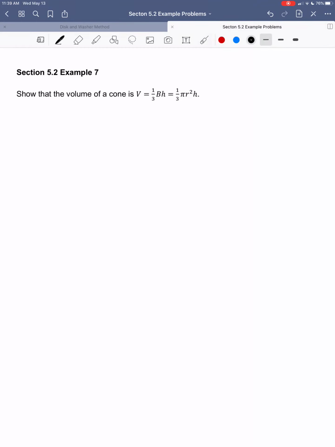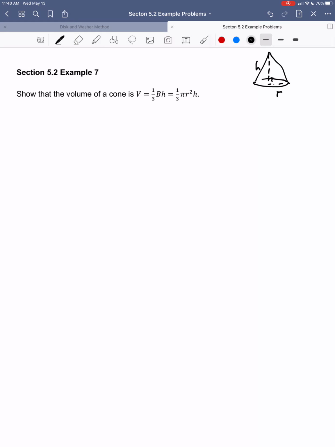In this example, we're going to use calculus to develop a formula from geometry. The volume of a cone is 1/3 the area of the base times the height, or 1/3 pi r squared h. Remember how this works. A cone has sort of this shape. The height of the cone is there, and the radius is across the bottom of the cone like that.